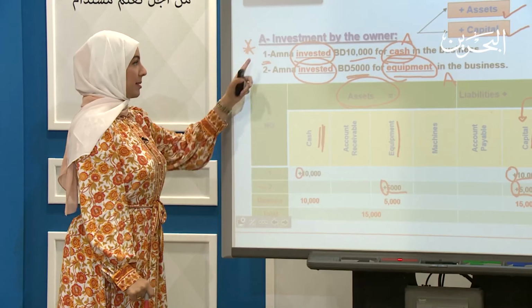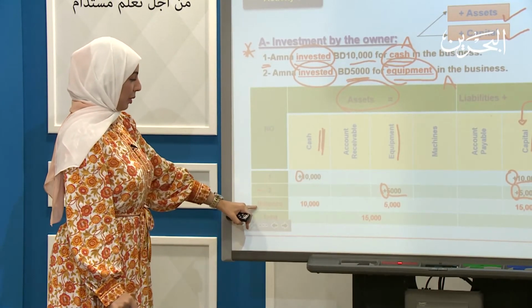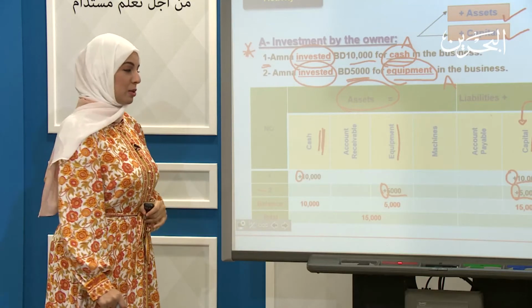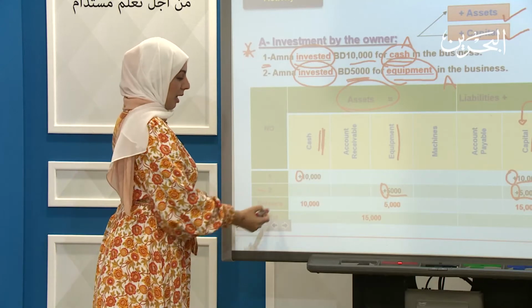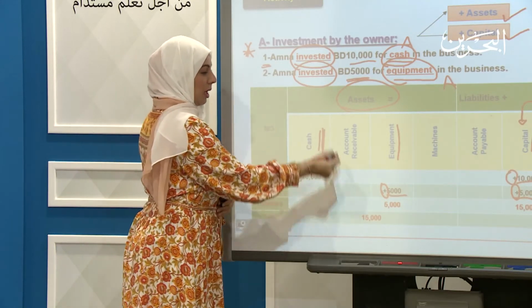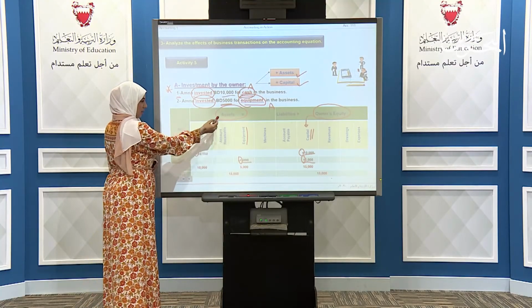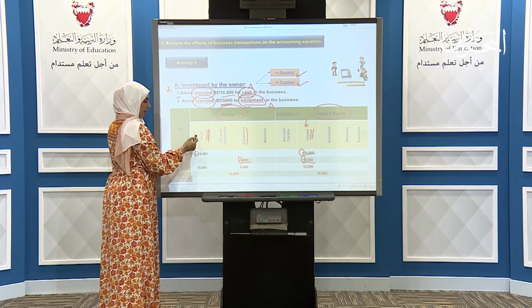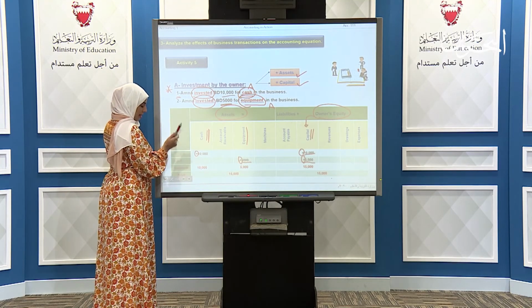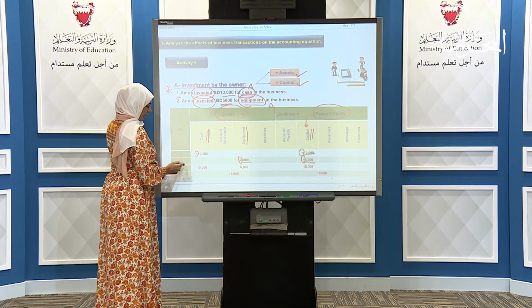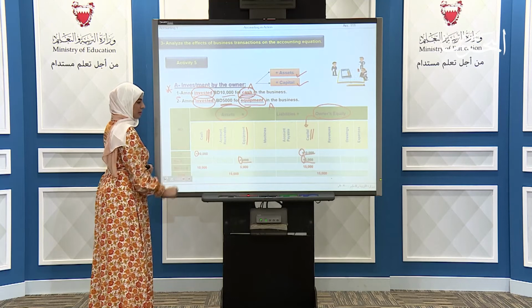After I finish transaction 1 and transaction 2, I should do the balance after these two transactions. I will make the balance for all the accounts I have in each section. Coming to the account of cash, I only have transaction 1, the 10,000. In transaction 2, I don't have anything, so the balance will be 10,000.